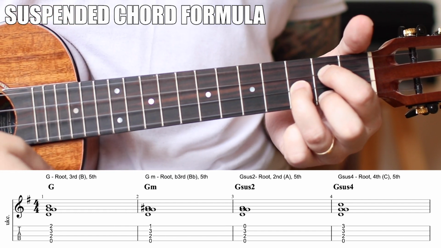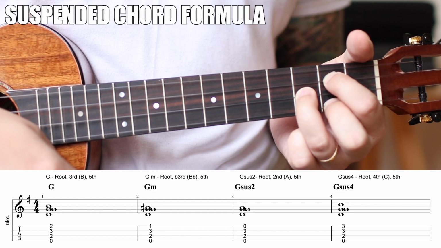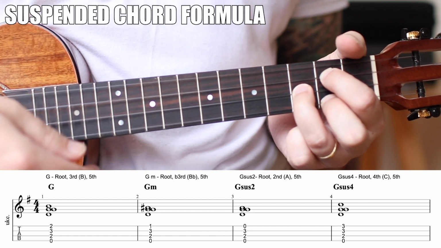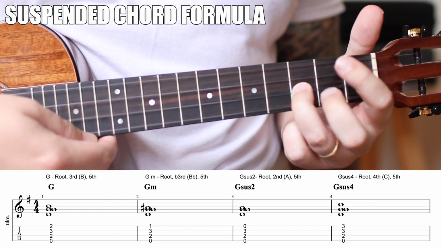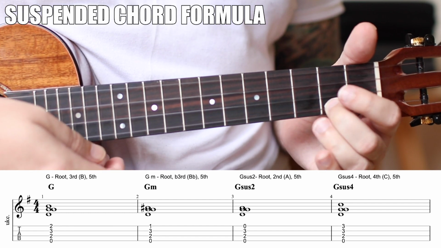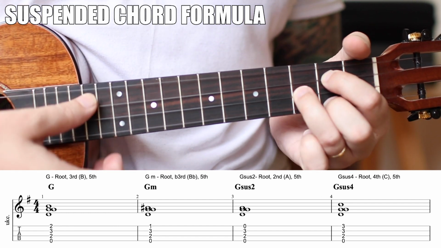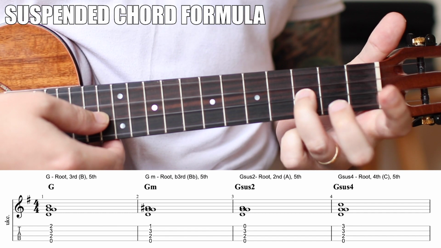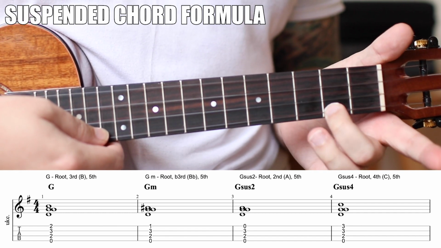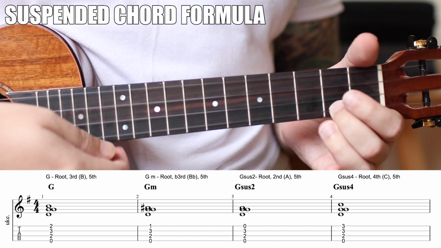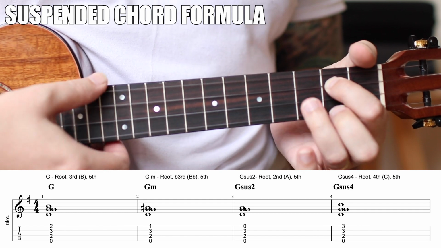Well, a chord is created from 3 notes. And these notes are given a number system called intervals. So the G chord is a G, a B, and a D. And the G is the root. The B is what's known as the major third. And the D is what's known as the 5th.